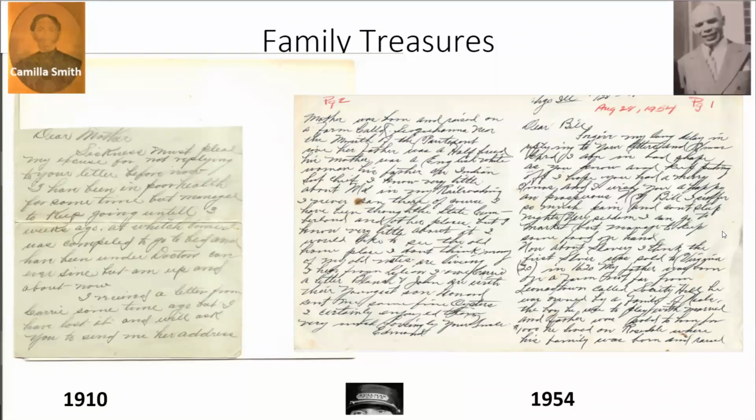Two letters written by an individual, and we'll talk about this in more detail as we go. The 1910 letter was written by an individual named William Edmund Bankins to his mother, Camilla Smith. Many years later, we have on hand a 1954 letter that Edmund Bankins also wrote to his nephew. He called him Bill or Billy. His name was actually Eugene Jordan. We've never gotten to the bottom of how he got that nickname, but that's maybe another story for another day.